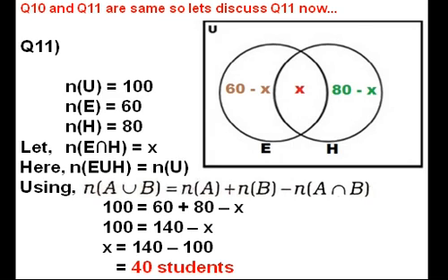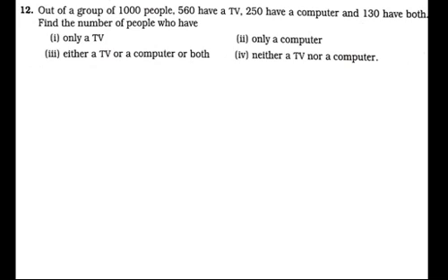This is how you have to solve question number 10 also. Moving ahead, we have another question picked up, though I'm not going to solve it completely because I want you all to attempt it, but I'm going to give you a bit of a hint, which will make solving this question easier. The question says that out of a group of 1000 people, 560 have television, 250 have computer, and 130 have both. We have to find the number of people who have only a TV.